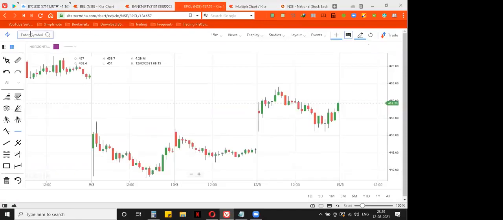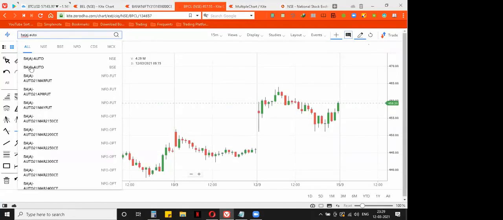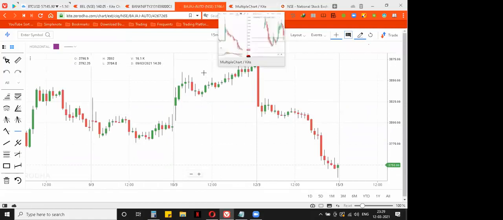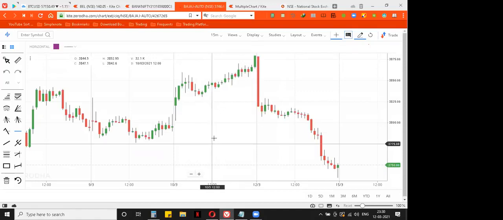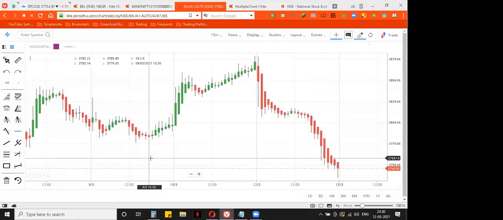Let's do this. Bajaj Auto. Yeah, sir. Can you switch it to HeikenAshi candles? Sure. Fantastic downward ride.